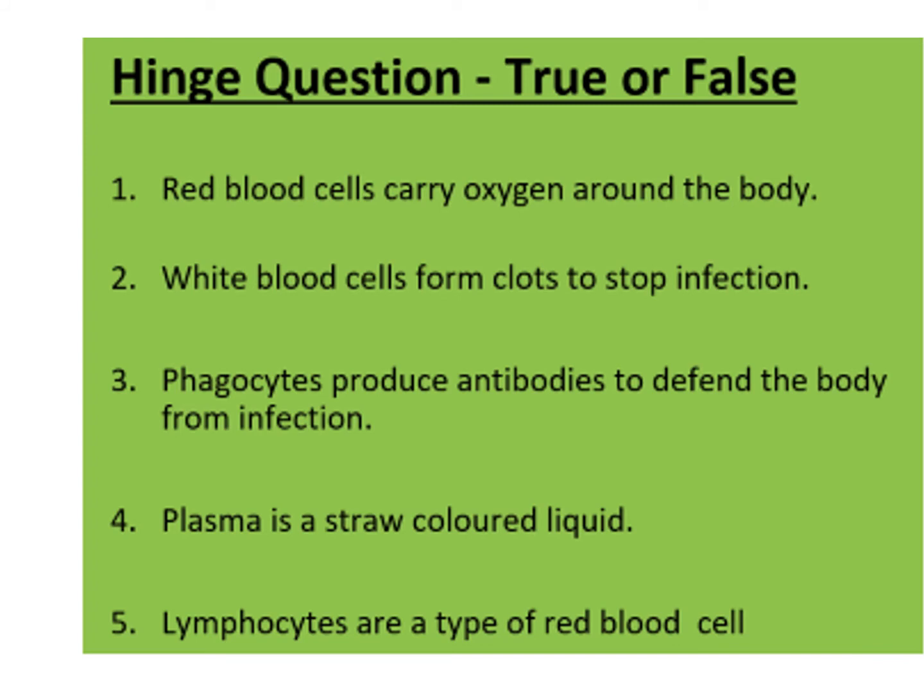And I'll give you the answers now. Number 1 is true. Number 2 is false. They do stop infection, but not by forming clots. Number 3, phagocytes produce antibodies, is false. It's the lymphocytes that do that. Number 4, true. And number 5, false. They're a type of white blood cell. Hopefully you got most of those right.